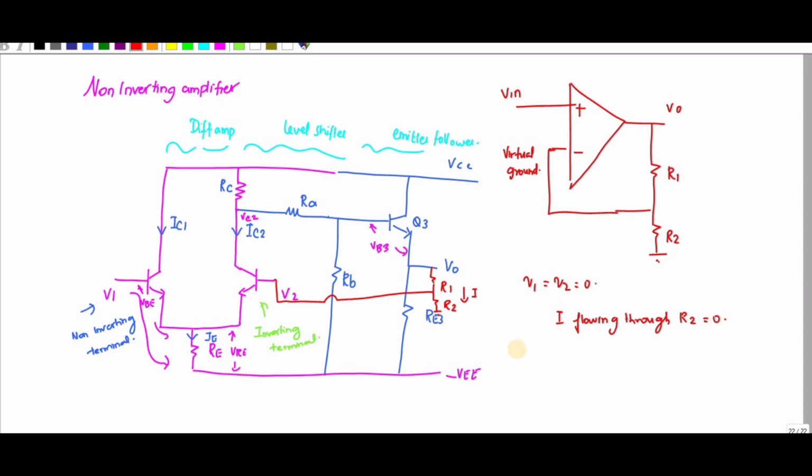Right. So if V1 is more than the ground value, that is, V1 is positive, what will happen? IC1 increases and IC2 decreases. The voltage drop across RC1 decreases, so VB3 increases, which will increase V0. So V0 will increase. So we know the value of V0.